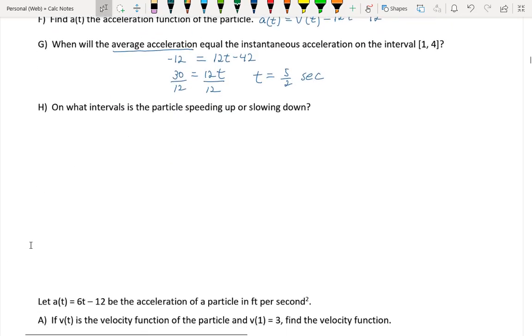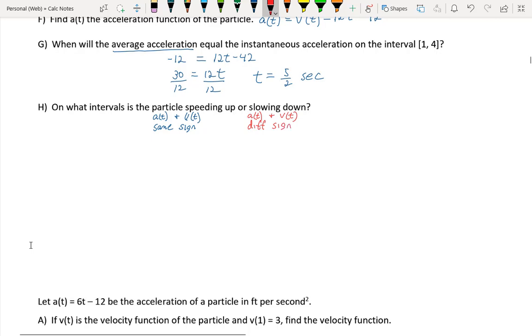Alright, last piece here. It says, on what intervals is the particle speeding up or slowing down? Now remember, on the first page we talked about speeding up and slowing down. Speeding up means that a of t and v of t have the same sign. They're either both positive or both negative. They're slowing down if a of t and v of t have different signs. One positive, one negative.